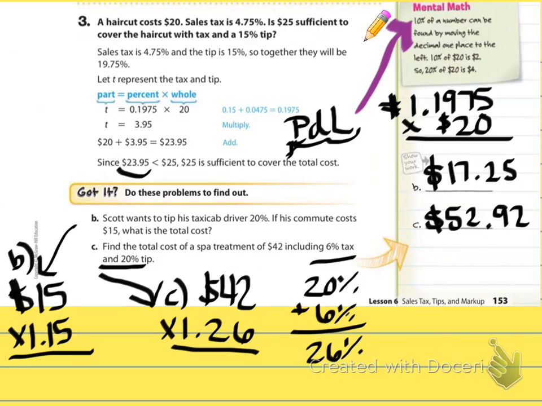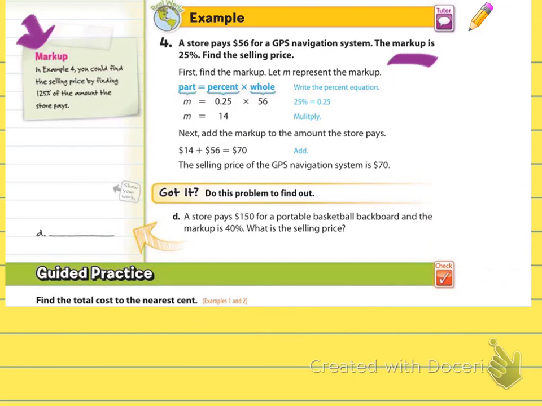Alright guys, check it out. Answers for B and C. We've gone over this in class, so I'm going to move on. The next example 4 is an example finally of a markup. The store pays $56 for a GPS nav system. The markup is 25%. We need to find the selling price.